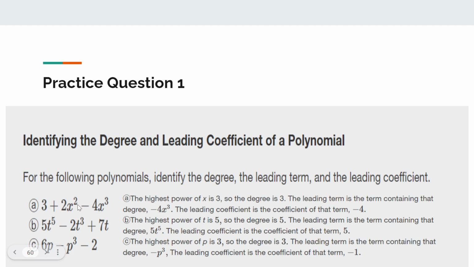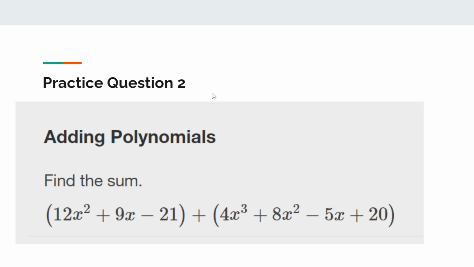For the last one, the highest power of p is 3, so the degree is 3, and the leading term is also this one, so just negative p cubed, and the leading coefficient is the thing in front of it. It's just negative 1, although it didn't say a 1 here, but we know that it's 1, so negative 1 is the leading coefficient. Alright, practice question number 2.